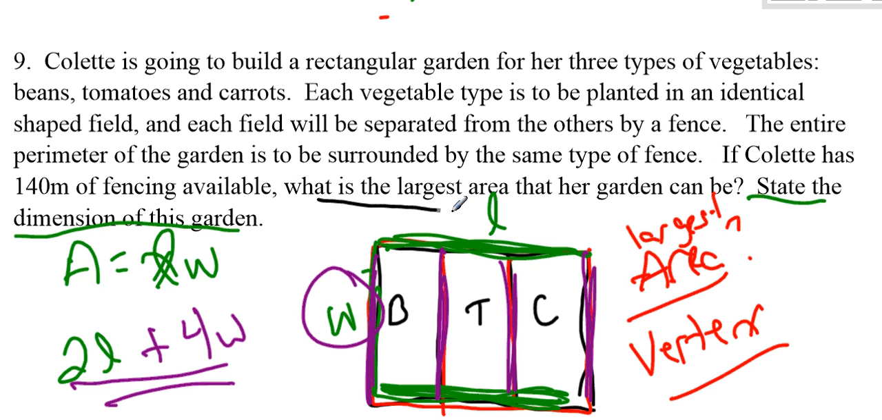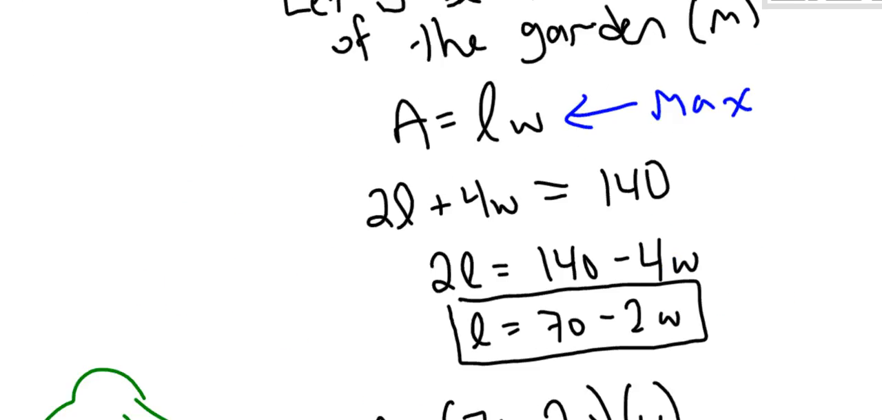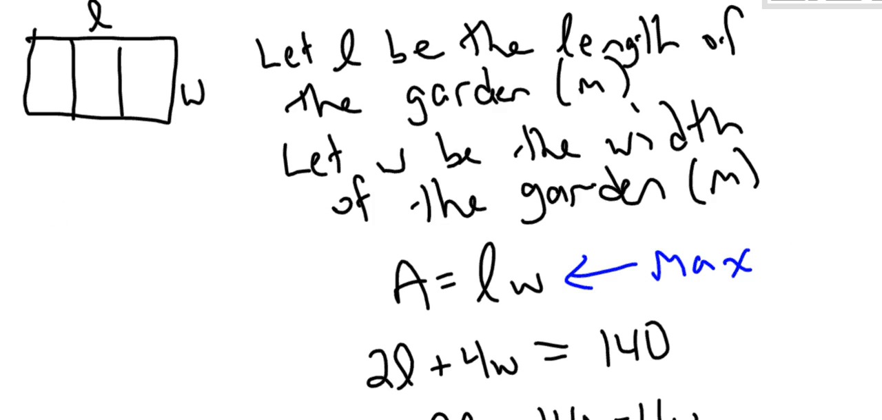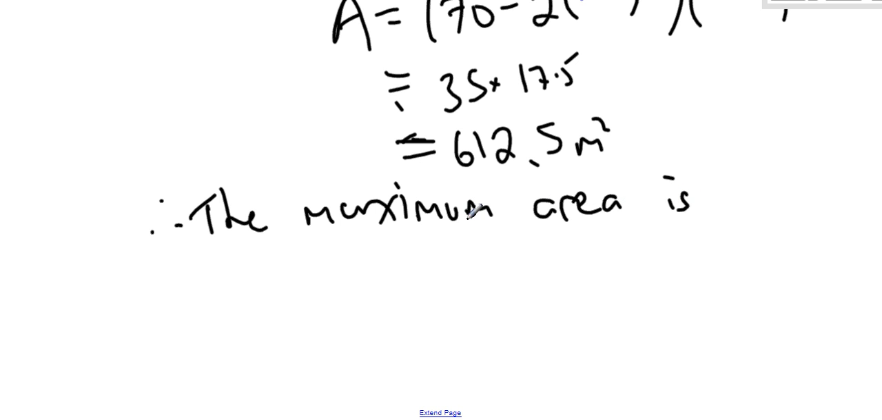It says, what is the largest area? I found that, and state the dimensions. So stating the dimensions would mean explaining what the length and the width were. So I can say, therefore, the maximum area is, oh, I'm not spelling very well today. The maximum area is 602.5 meters squared.